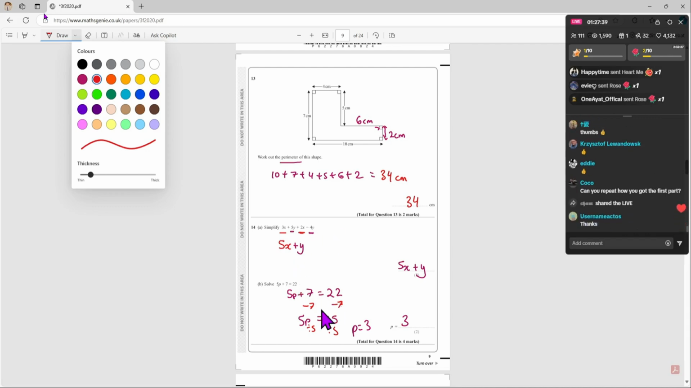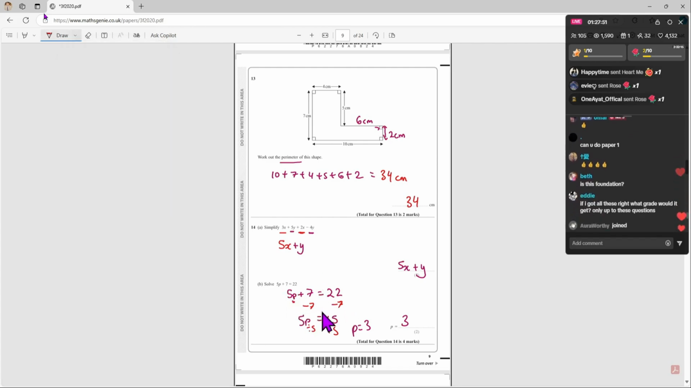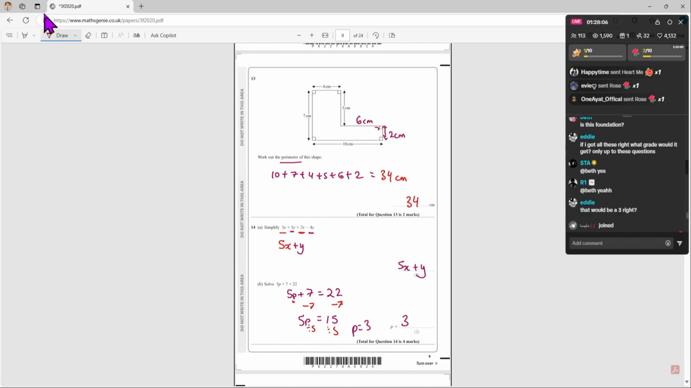So how I got over here, so this part over here. We have 5p plus 7 is equal to 22. We have to find the value of p. So what we do is minus 7 from both sides because you want to make p on its own. Minus 7 on both sides, which will end up with 5p is equal to 15. And then to get p on its own, we divide by 5 on both sides. So we get p is equal to 3. And that's how we get your answer. Okay?